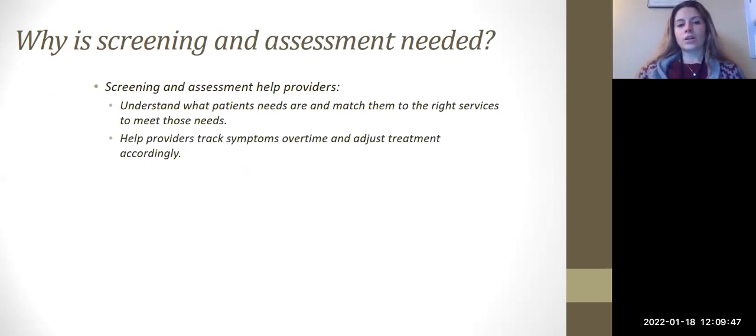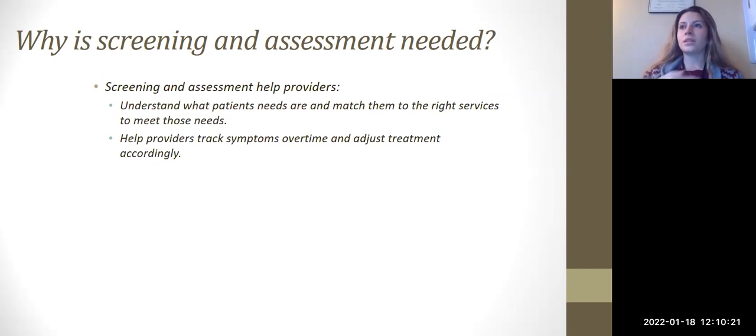Now, it's important to understand our history and recognize that screening and assessment helps us understand what our patients' needs are and match them to the right services. Maybe those are services we're providing, or maybe we need ancillary services or transfer to additional levels of care, depending on what the patient needs. Screening and assessment is the first step to helping us make that determination. Screening and assessments can also be tools we use to track symptoms over time, for an episode of care that we're providing, to be able to adjust that treatment accordingly.